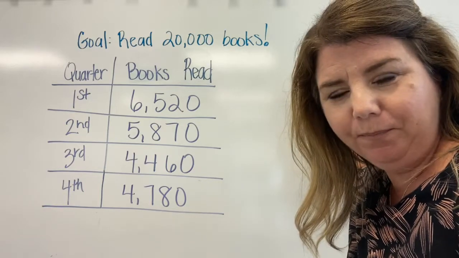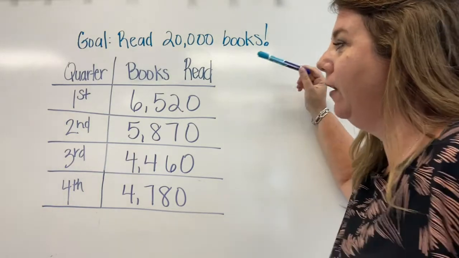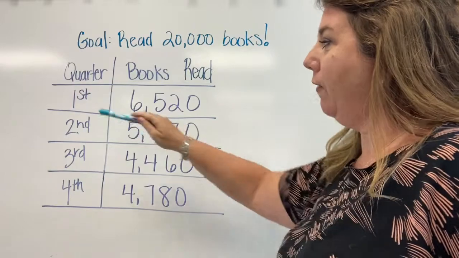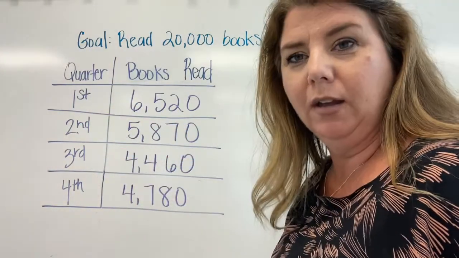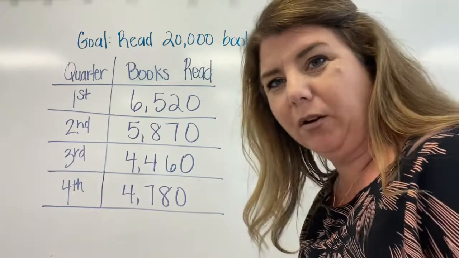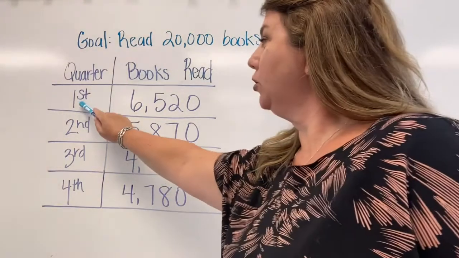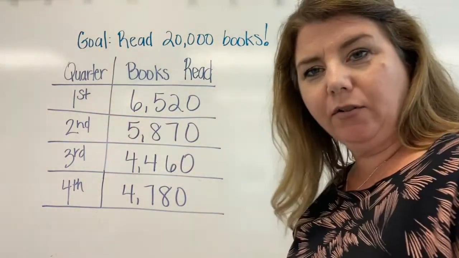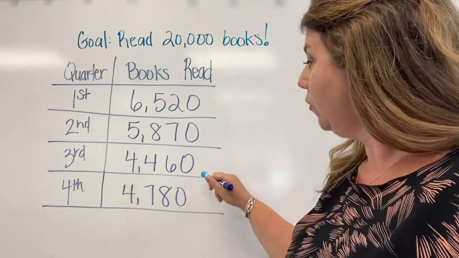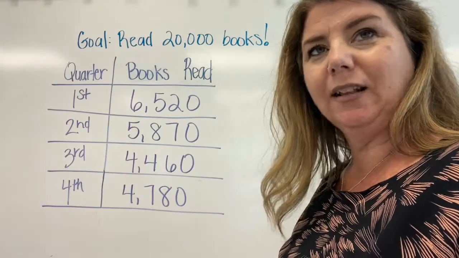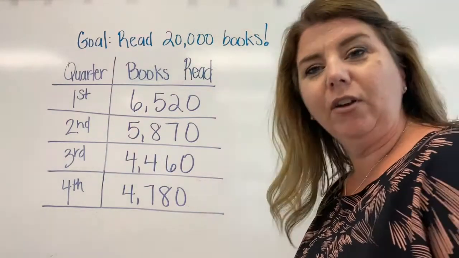a pizza party. Okay? Looking at my chart, I have their first quarter, their second quarter, their third quarter, and their fourth quarter. Or 9 weeks, that's the way we call them here at school. The first quarter they read 6,520. The second quarter they read 5,870. The third quarter 4,460. And the last quarter they read 4,780.